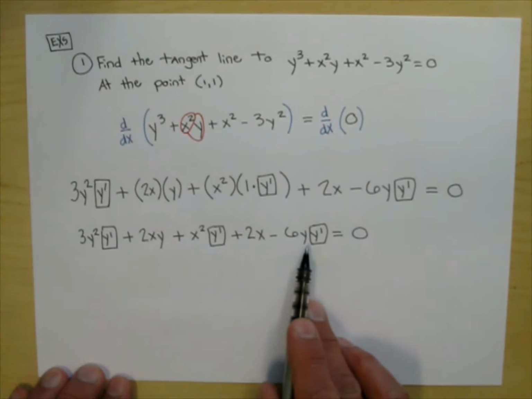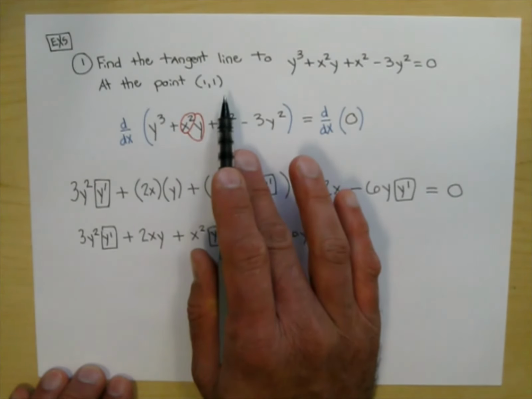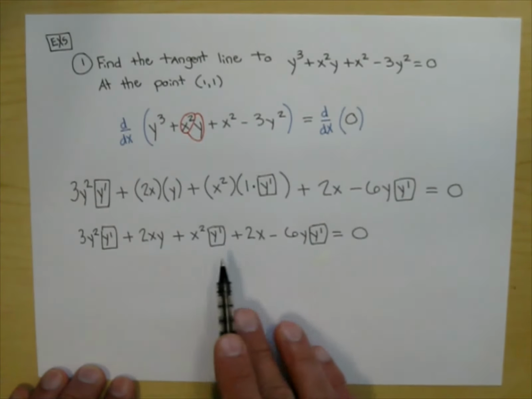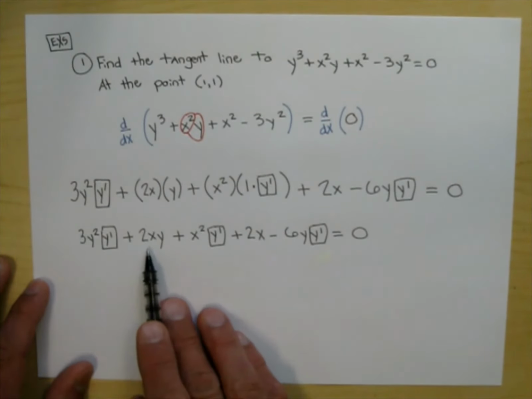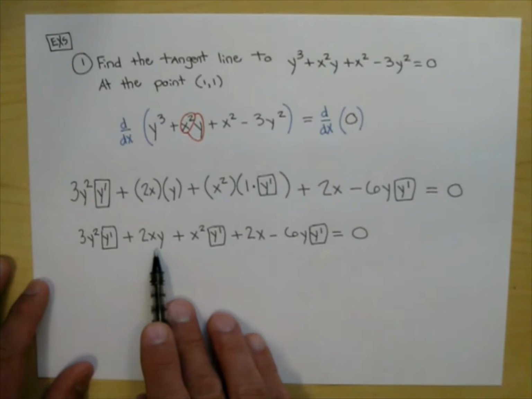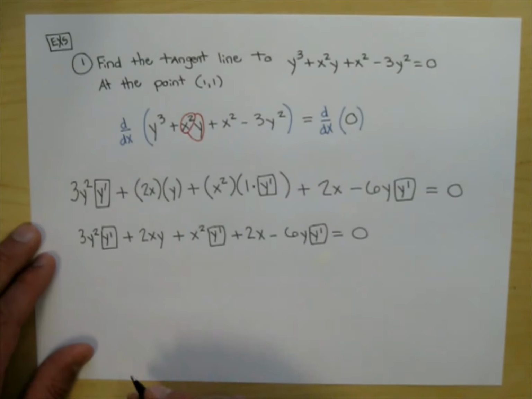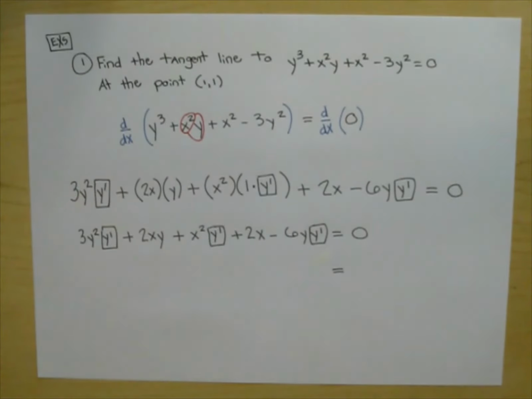I'm trying to find a tangent line. That's what I'm trying to do, but I'm trying to find a slope expression, which is really y prime. So I want to have y primes on one side of the equation and the non-y primes on the other side. This doesn't have a y prime, and this doesn't have a y prime. So I'm going to put those on the other side of the equation by subtracting. So when I do that, let me just circle them.